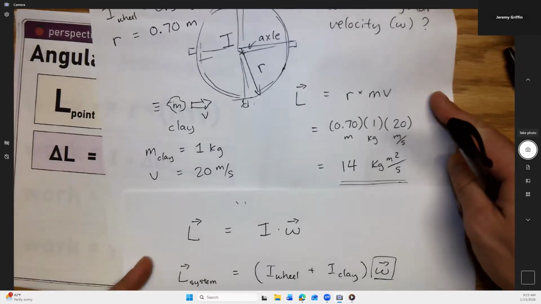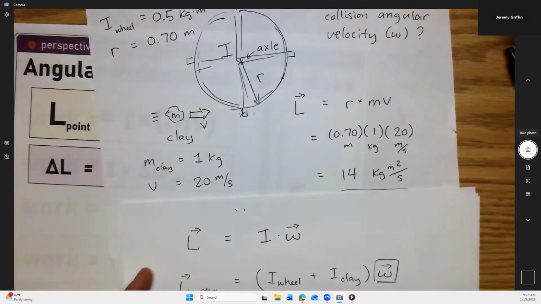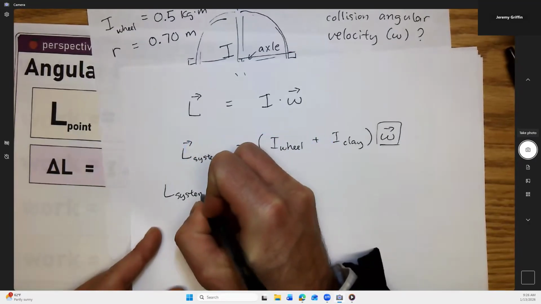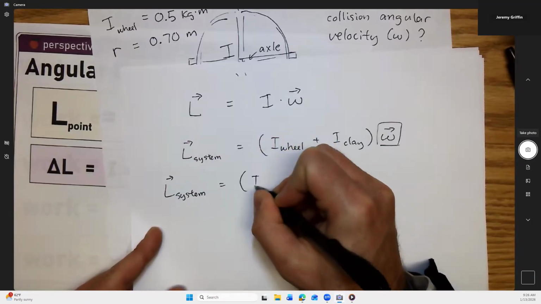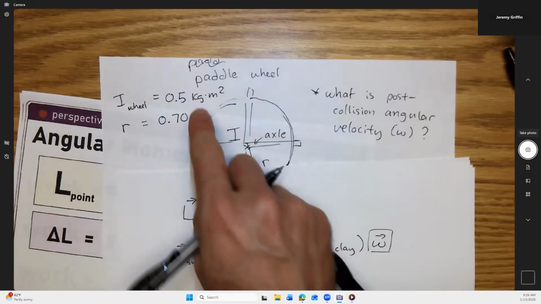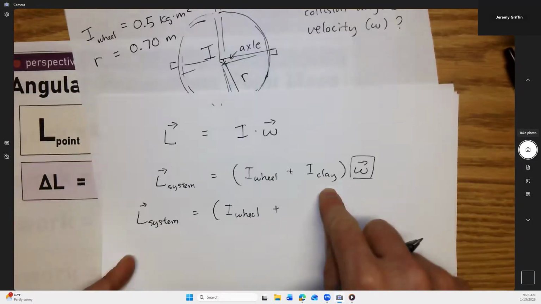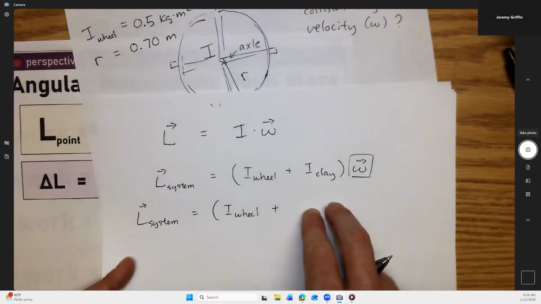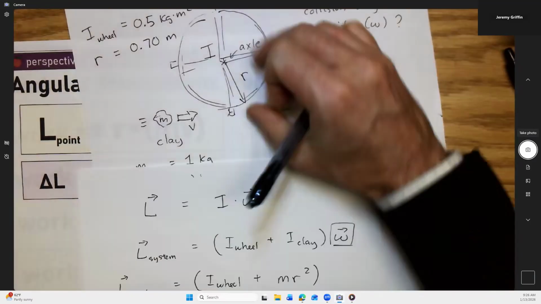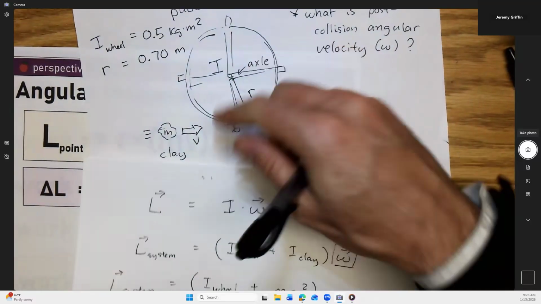Is there any questions so far? Anything I've written? And here, we're going to do one more substitution in terms of variables. L of the system equals I of the wheel, which I gave to you. Here's the I of the wheel, and AP will oftentimes just tell you that value for this type of scenario. But for the clay, what should I substitute in for the clay? Exactly, m r squared, because we're going to treat this as a point mass, and it is at distance r from that axle of rotation. It has some mass m.